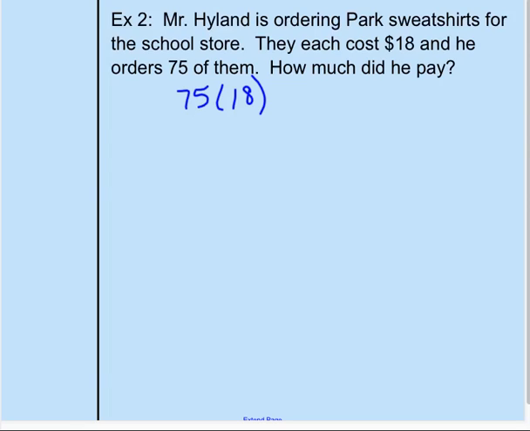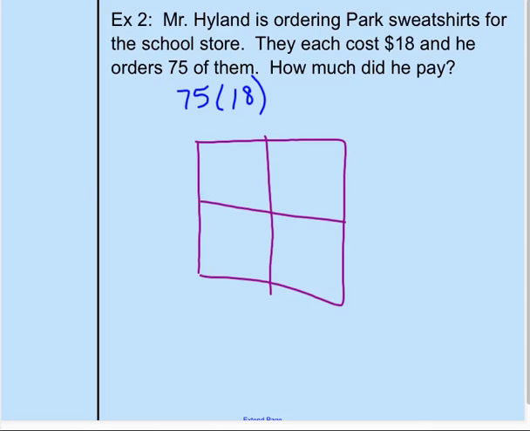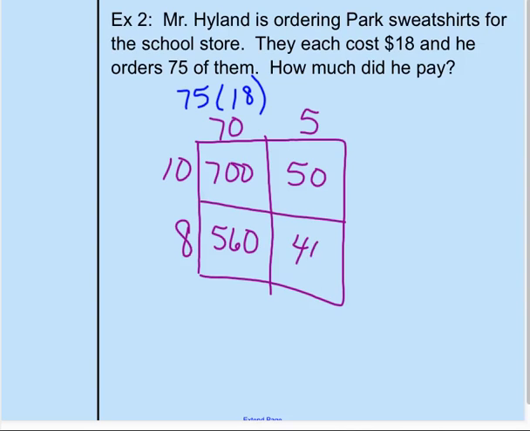So I'm going to do this with the box method, because my guess is you've seen distributive property before, and you may not have seen the box method, so we'll go over that one more time. We've got two two-digit numbers, 70 plus 5, and 18 is 10 plus 8. 10 times 70 is 700, 10 times 5 is 50, 70 times 8 is 560, and 8 times 5 is 40.